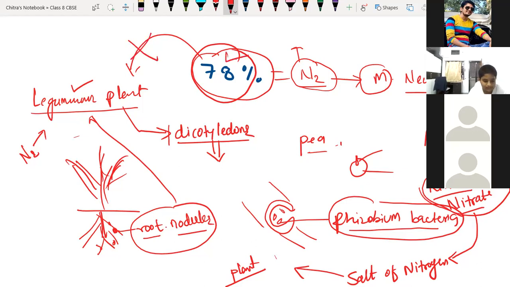Okay, 78% is the percent in air. Yes, 100% of air contains 78% nitrogen, 21% oxygen, then carbon dioxide and other gases. So out of that 78%, plants and animals cannot absorb nitrogen directly. But rhizobium bacteria have the capacity to take up that nitrogen and convert it into nitrite and nitrates. And that nitrite and nitrate form of nitrogen can easily be absorbed by the leguminous plant.